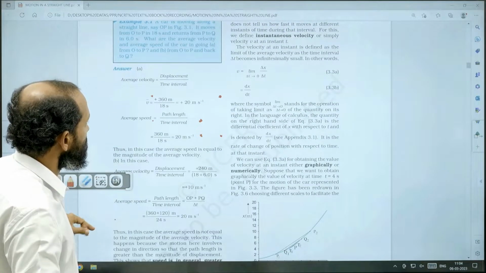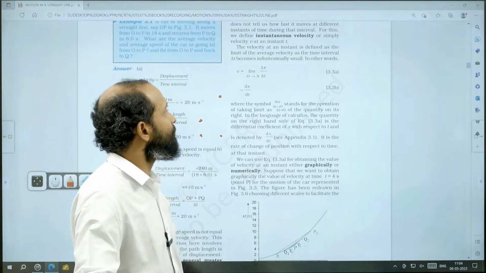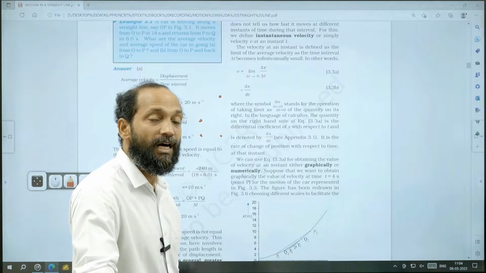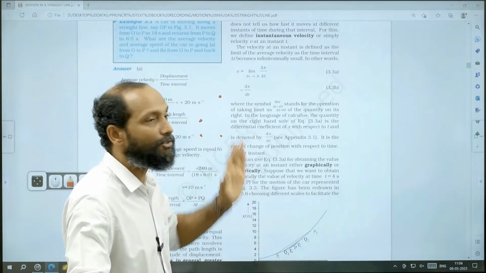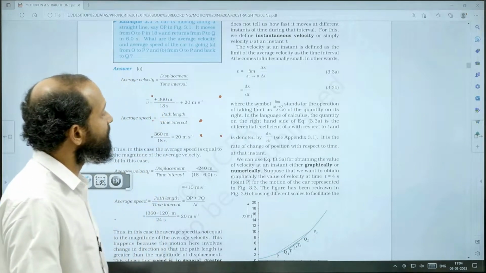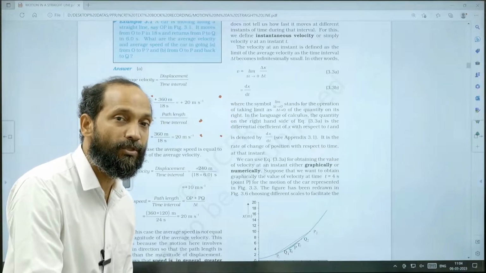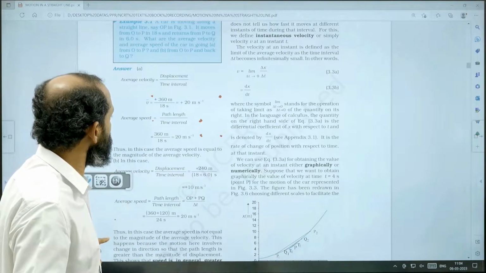Instantaneous velocity can be defined mathematically as limit delta t tends to 0 of delta x by delta t, where delta x by delta t is the average velocity. So the limiting value, as delta t tends to 0, of the average velocity is called the instantaneous velocity, provided delta t should not be 0, it should tend to 0. That is called the instantaneous velocity.